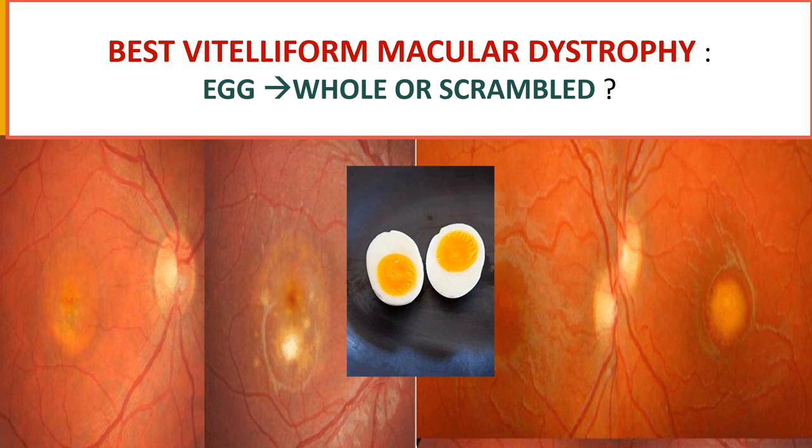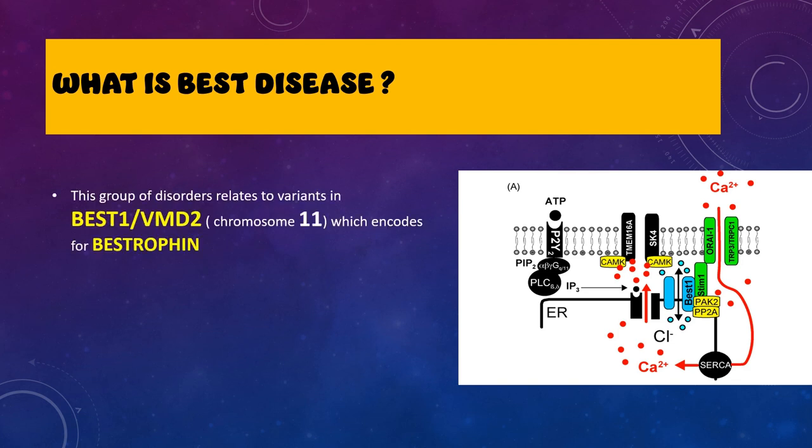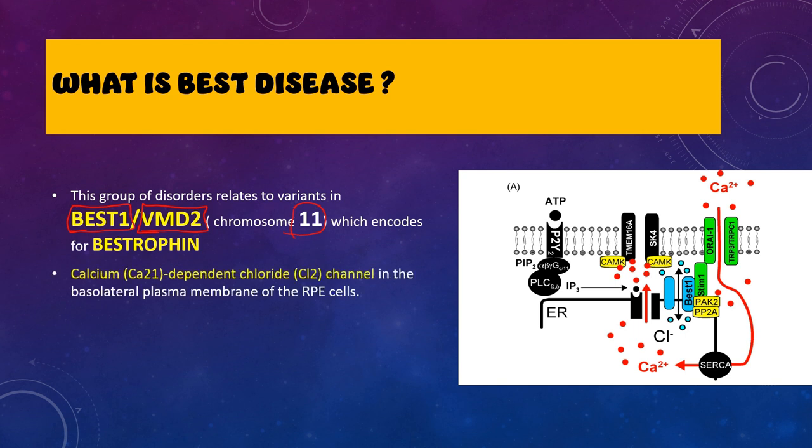Today we are studying Best vitelliform macular dystrophy. So what is Best disease? Best disease is basically a group of disorders which relates to problems in the gene which codes for the protein bestrophin, right? So the gene over here is the BEST1 gene, and it is also known as the VMD2 gene. VMD stands for vitelliform macular dystrophy 2 gene. Now this gene is located on chromosome number 11, so that's also a very important point.